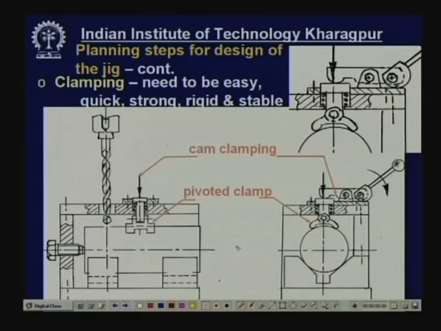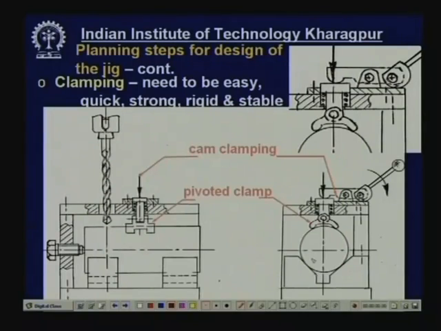Now, remember friends that for making this understandable to you, I have given only one example, but remember there can be several options. Some of them may be as good or even better than what has been proposed by the teacher. So, this is one example, keeping in view that it should be easy, quick, strong, rigid, stable, as well as not hamper the loading and unloading of the blank before and after machining from the jig or fixture.